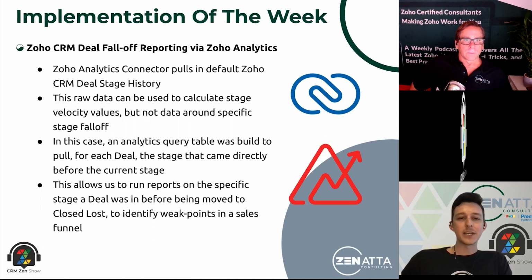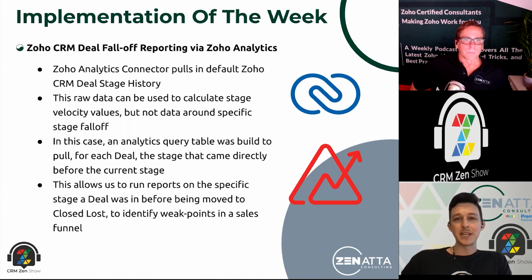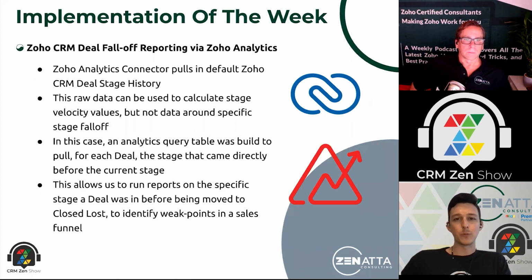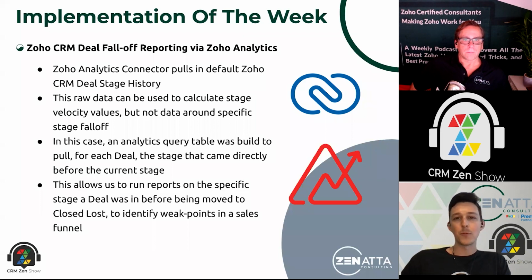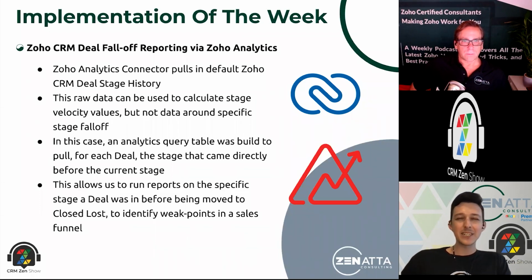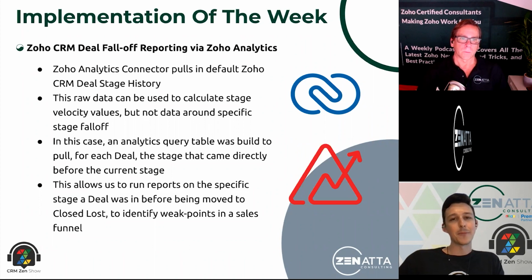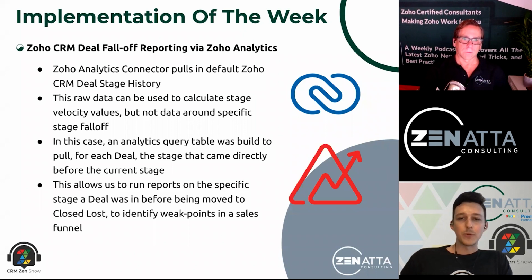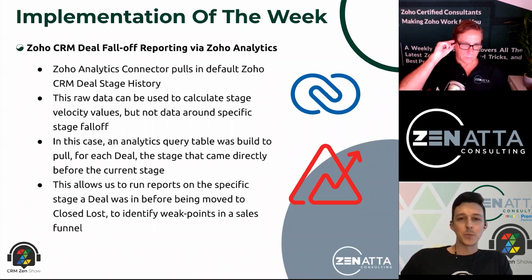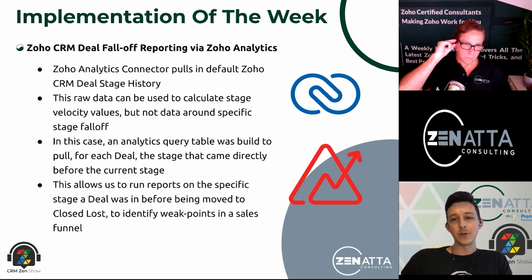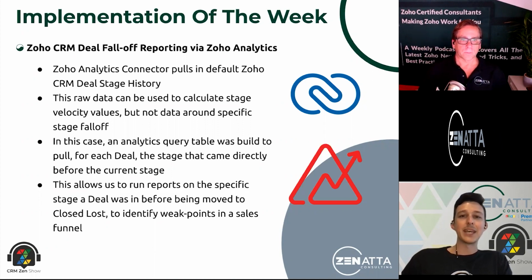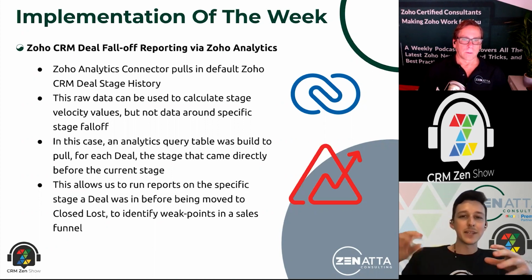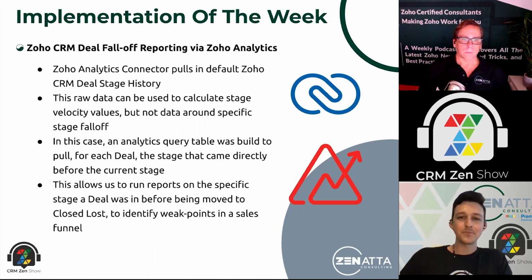But using the raw data, it's a little bit tricky to calculate a specific stage fall off. So if you were to ask the question, for all my deals that are closed lost, what was the last stage they were in before they went to closed lost? This data is just a little tough to pull a report on its own. What we're able to do is build out a little query table, like we always seem to do in Analytics, where we're pulling in, for each deal, what was the stage it was last in. So we're doing a little query that pulls in just the one previous record that doesn't represent the stage that it's currently in.